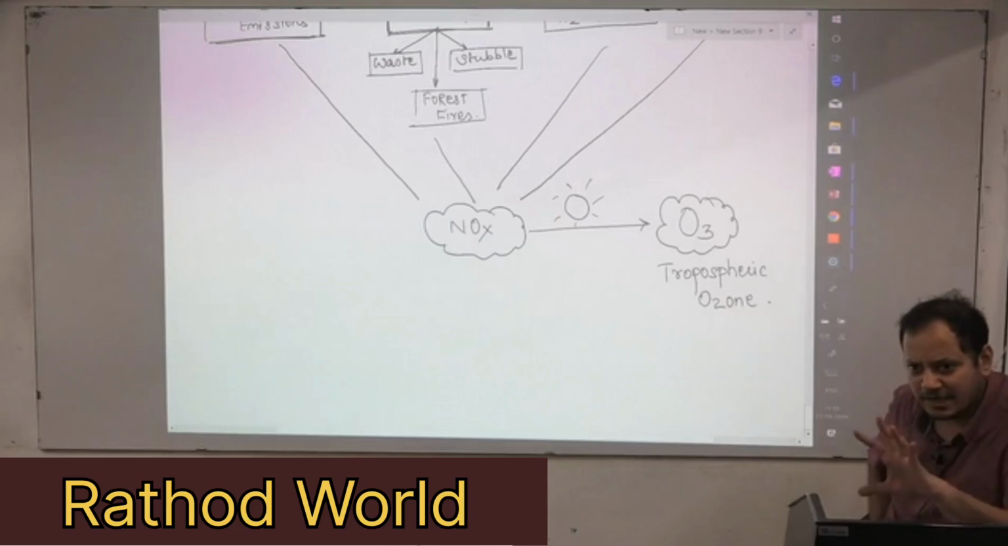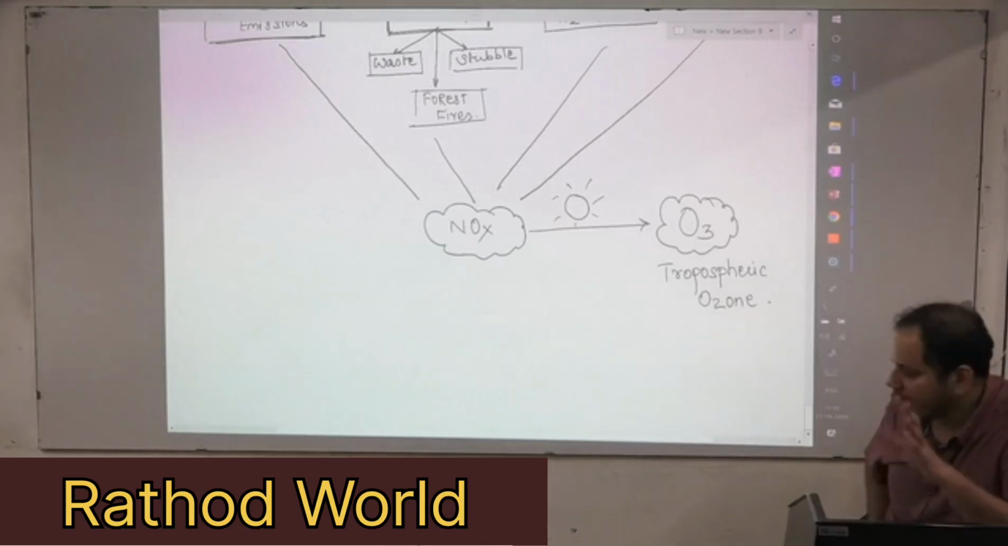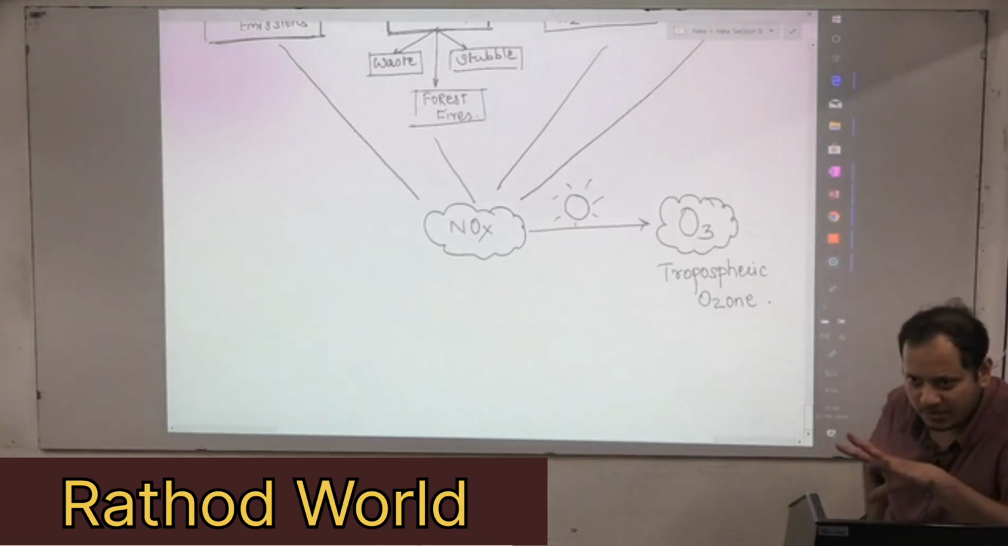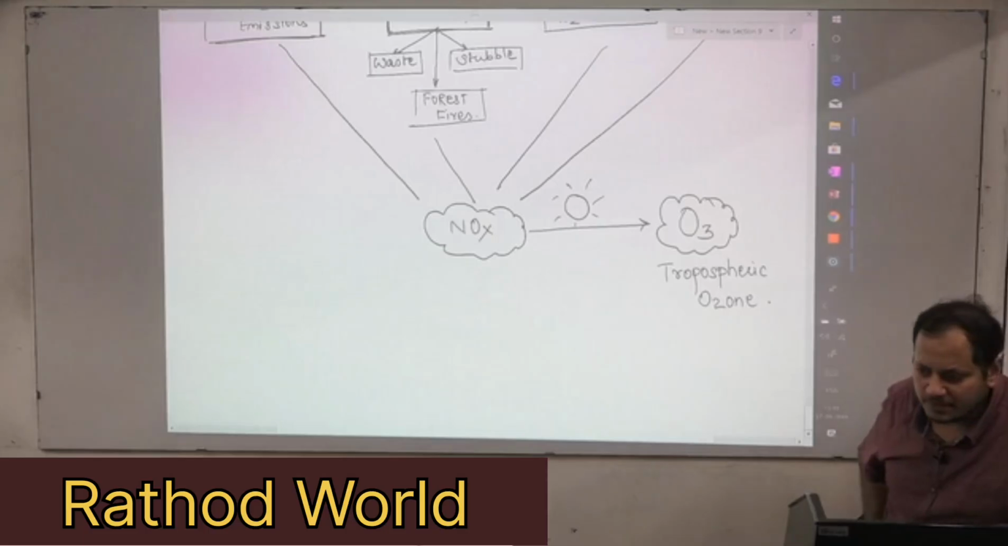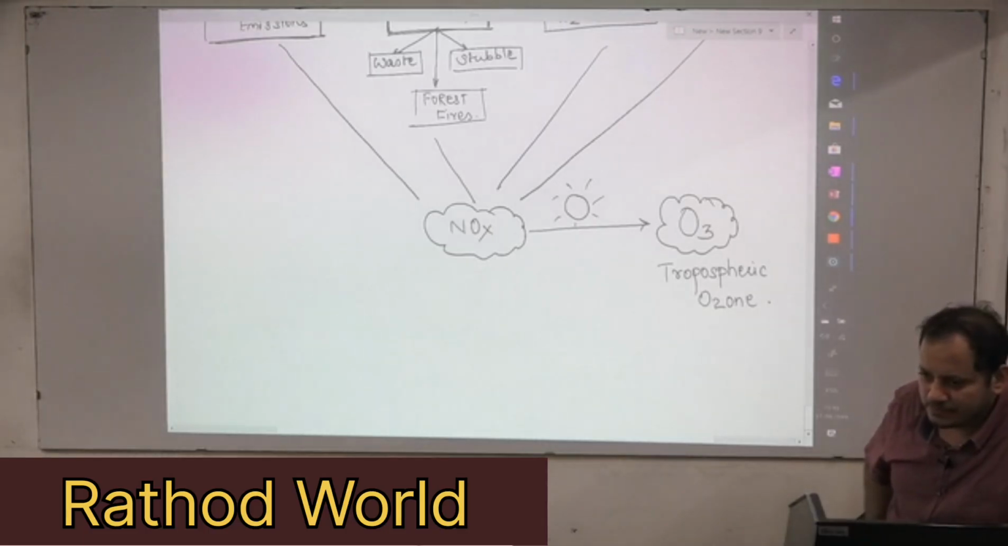Okay, next topics, fine? But understood? Understood this diagram?